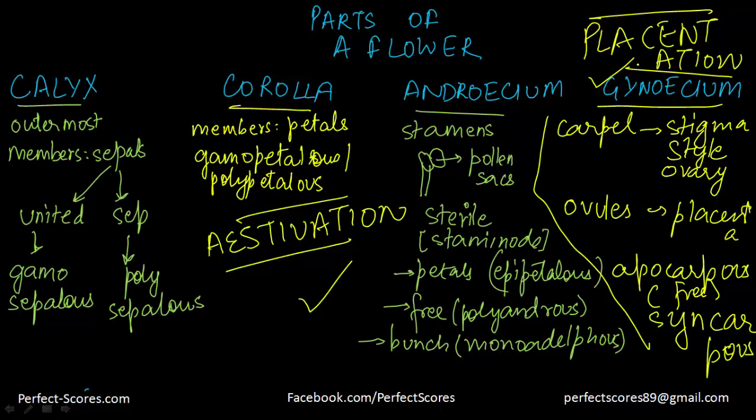You have the calyx, that is the outermost member with sepals that can be united or separate. Then comes the corolla, whose members are petals. They can be gamopetalous or polypetalous, and we will discuss the different kinds of arrangements, which is estivation. Then androecium, which consists of the stamens with pollen sacs in their anther, and if it's sterile, it's called staminode.